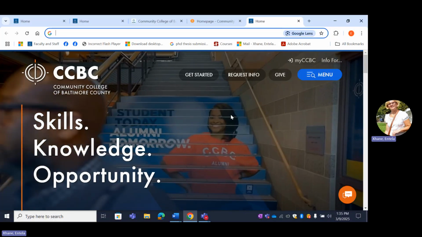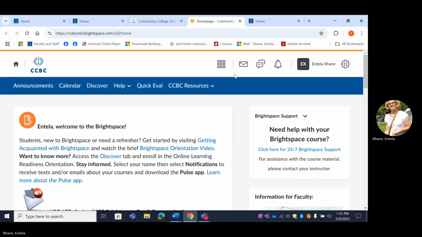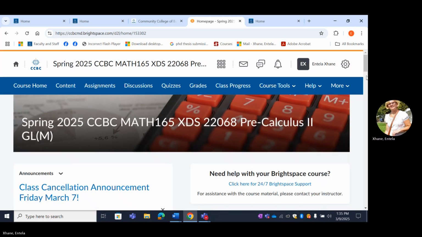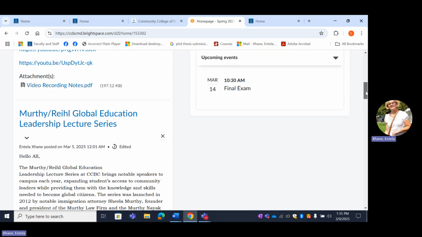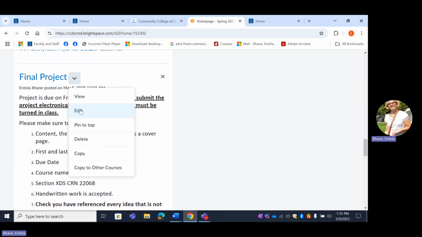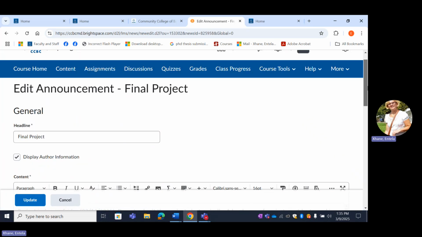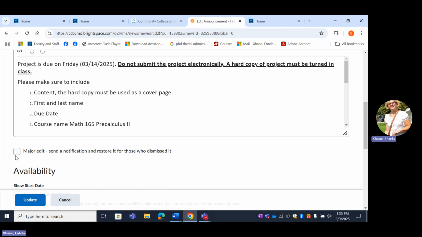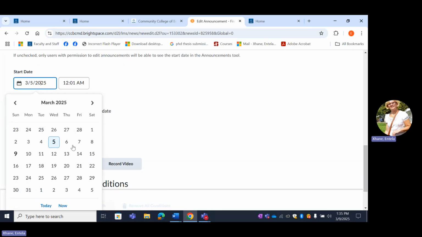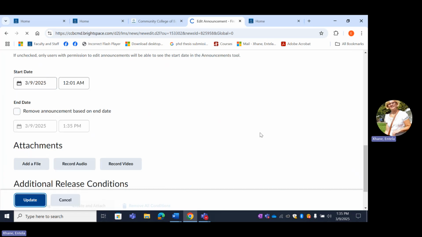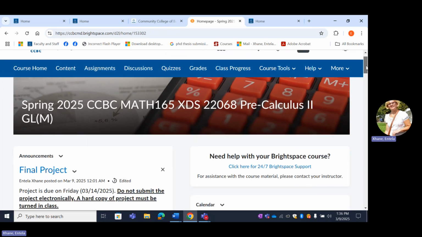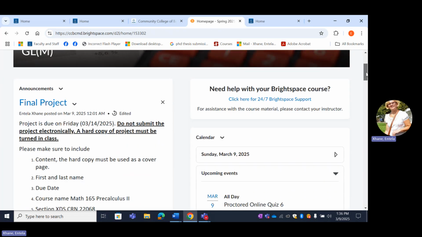So what I'm sharing right now is the site of Met 165. And then there is this very important announcement on the final project. So I'm going to update this announcement as I'm going to do with some others because these are important reminders. So today is March 9th. I'm going to place this on the 9th and then update it. So now this becomes the first one that you see there. In addition, I will continue to update some other announcements as well.